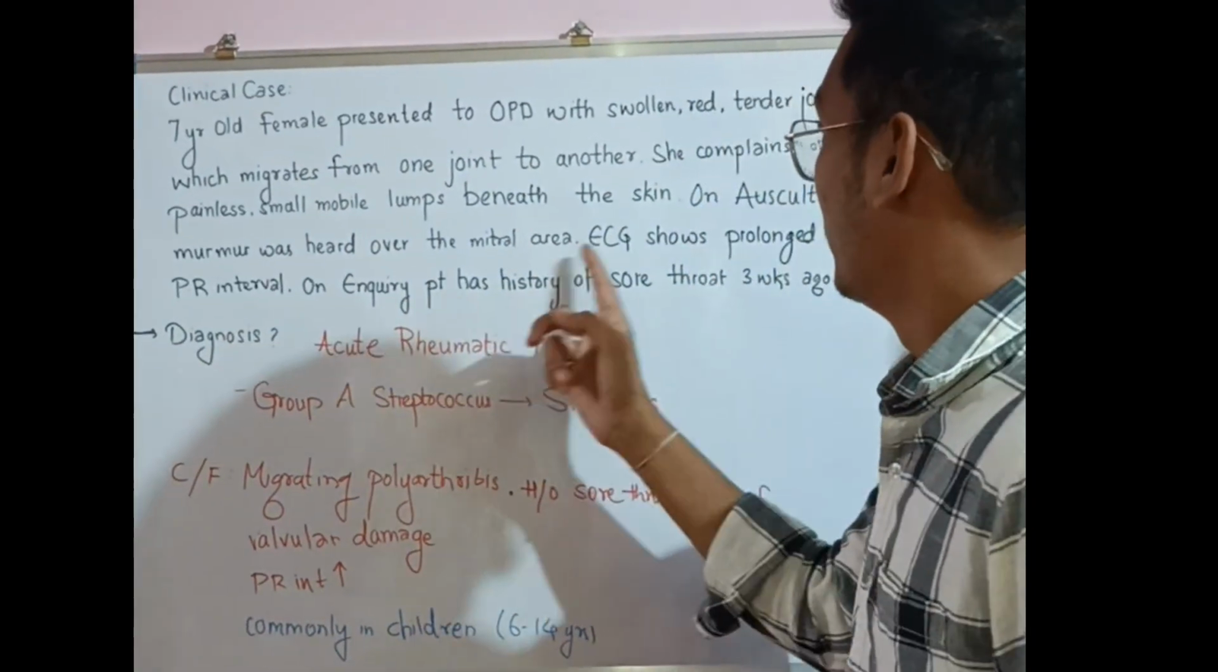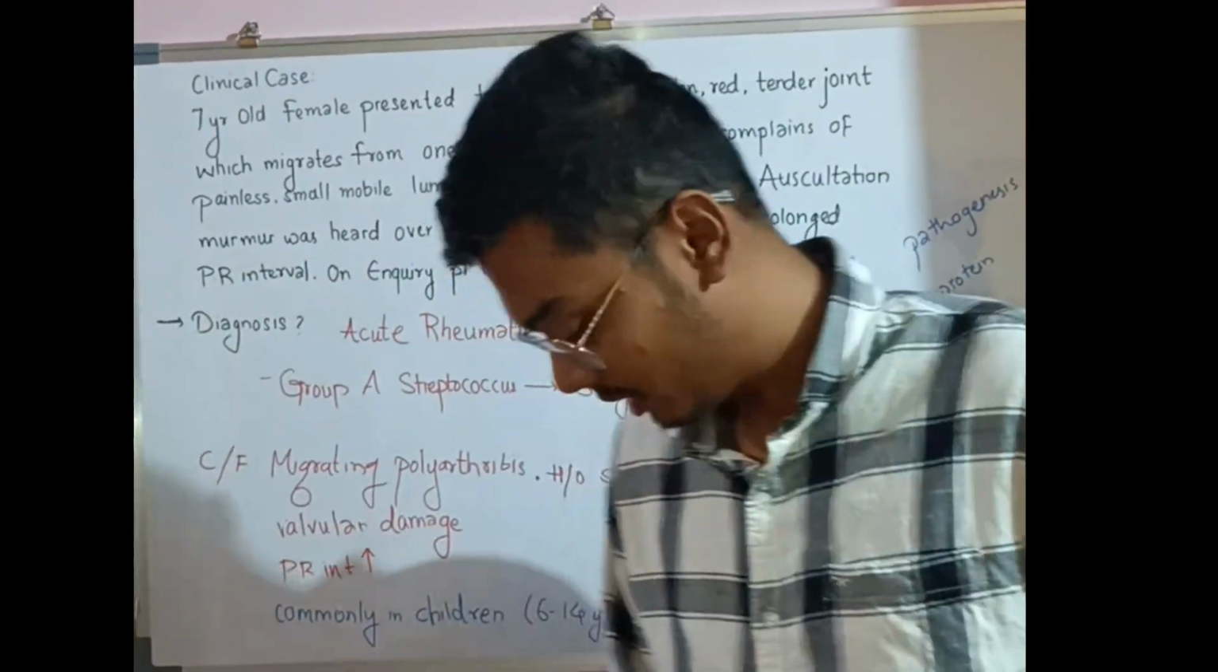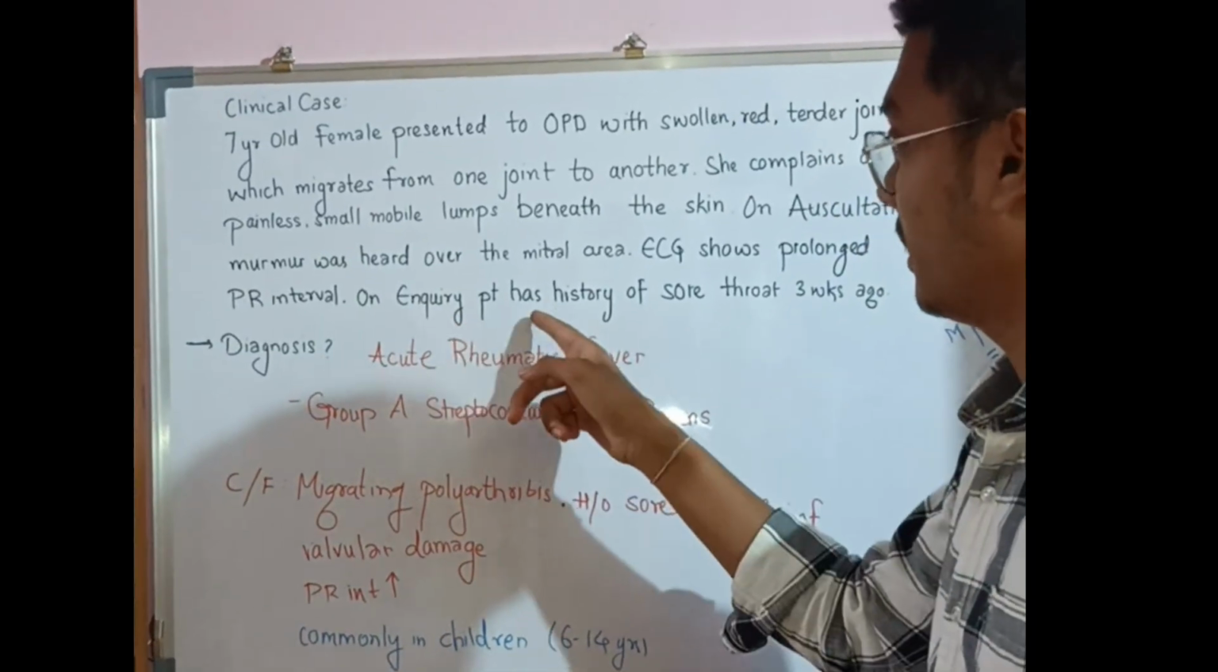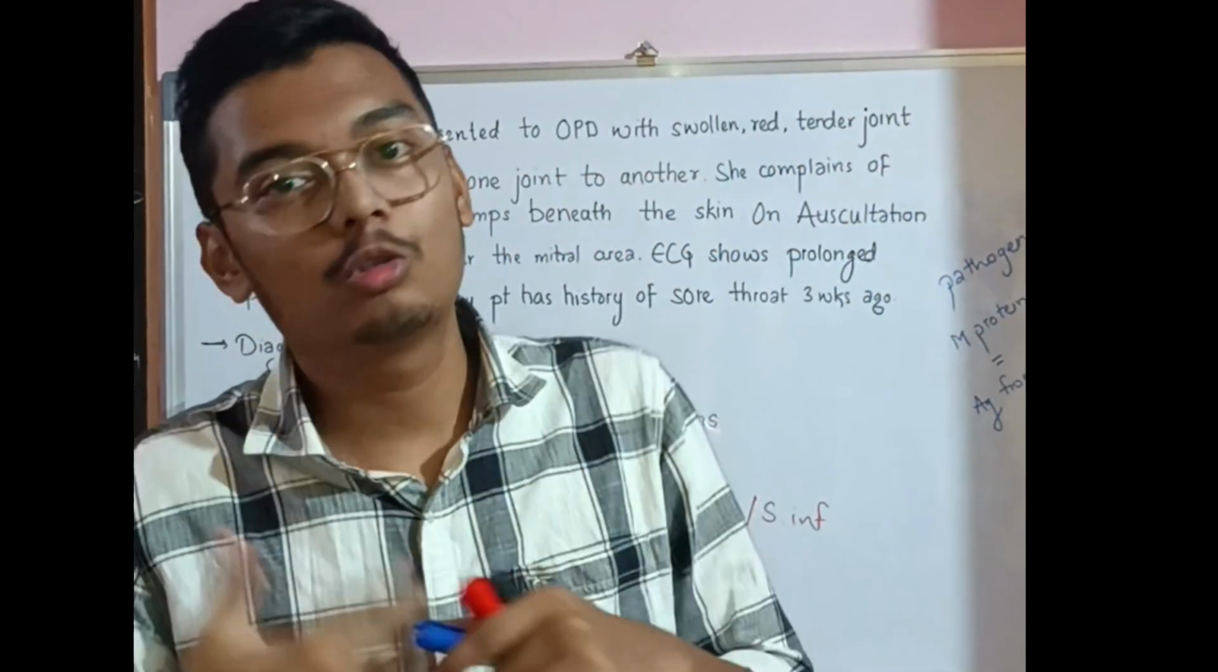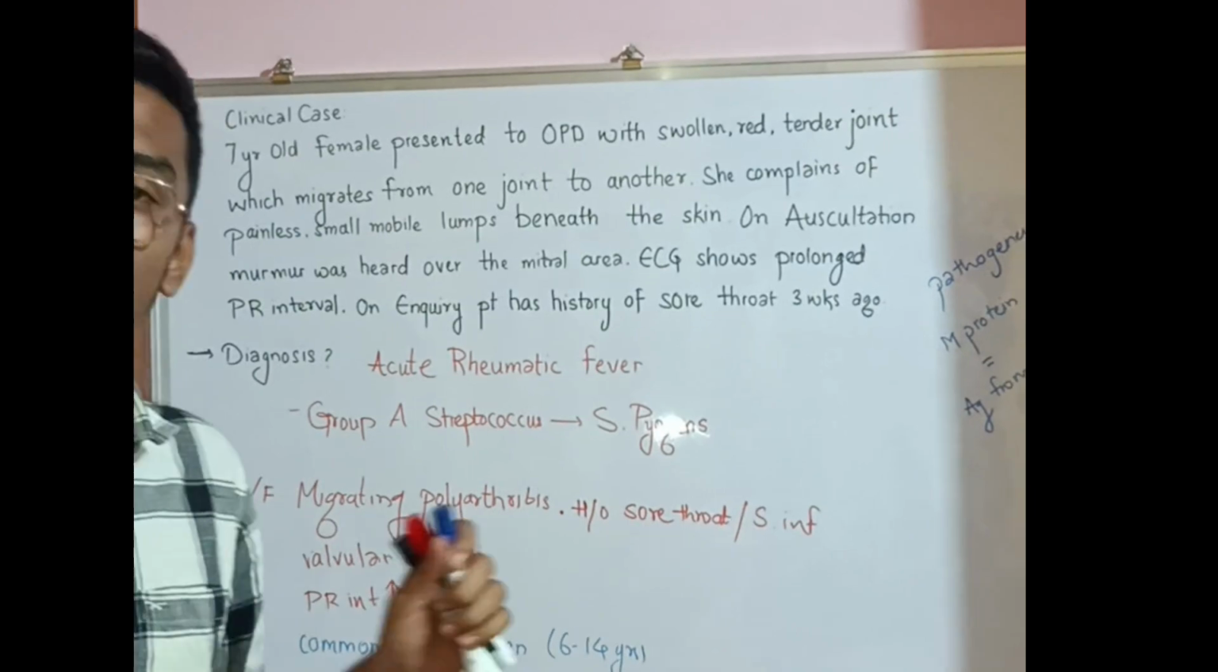ECG also shows a prolonged PR interval. On inquiry, the patient has a history of a sore throat 3 weeks ago. So what is the most probable diagnosis?